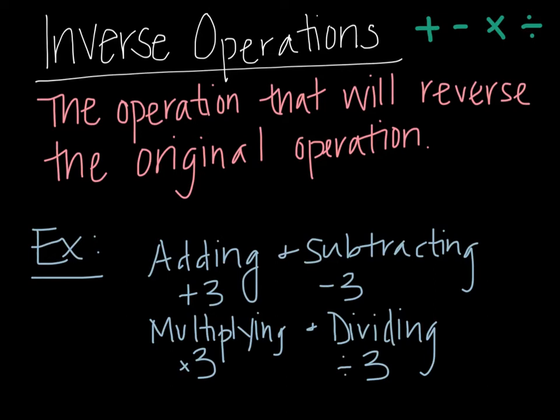An example of inverse operations would be if I add 3, the operation that would cancel that or reverse it would be subtracting 3. If I multiply by 3, the opposite operation or the inverse operation that would reverse this would be dividing by 3.